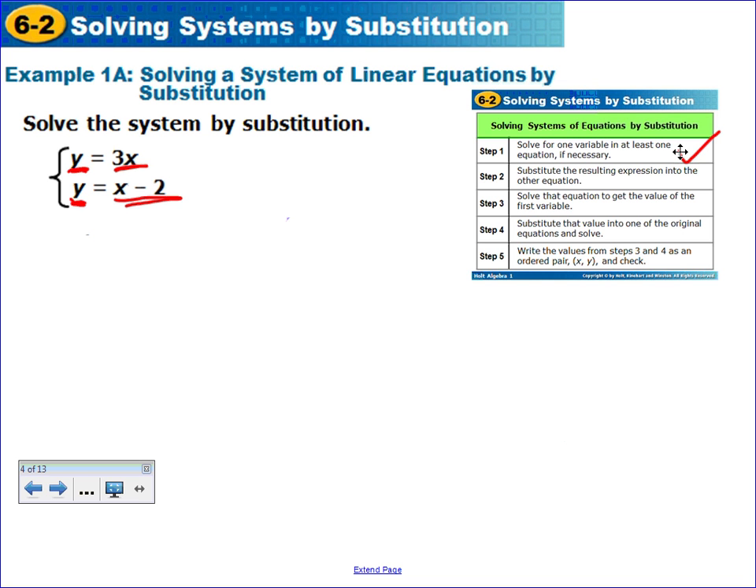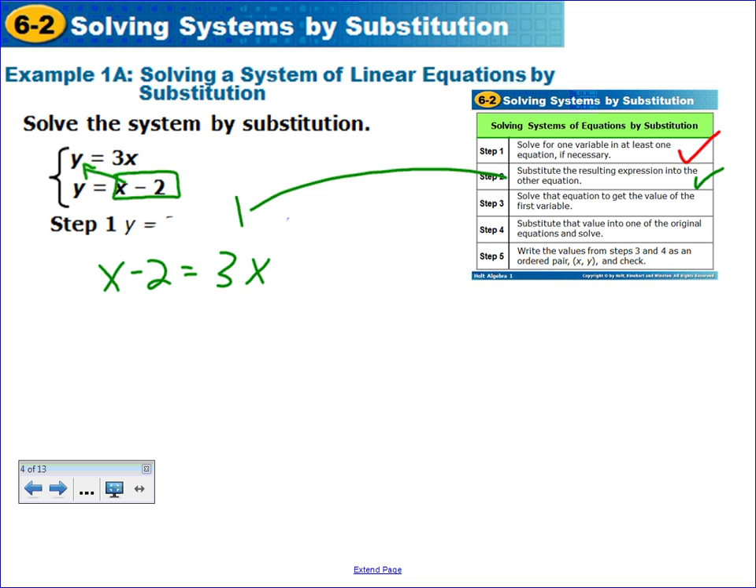So what I'm going to do now is say, if y is equal to x minus 2, why can't I just put that in for this y? So I'm going to say x minus 2 is equal to 3x. The first thing I did was see that they were solved for y. Step 2, substitute the resulting expression in the other equation. Boom, just did it. Step 3, solve that equation to get the value of the first variable.